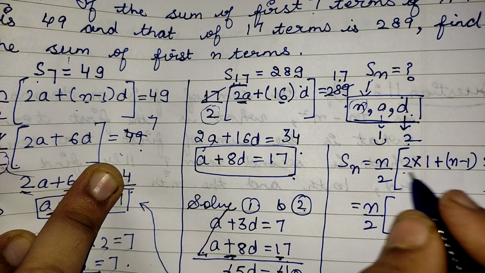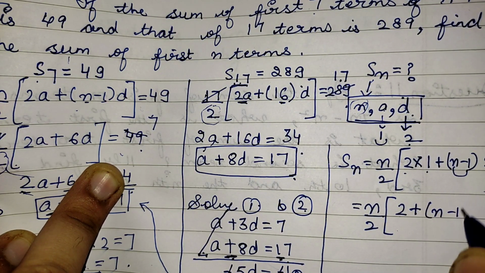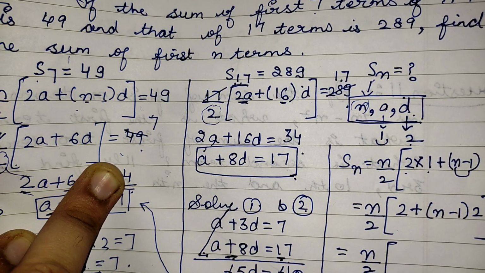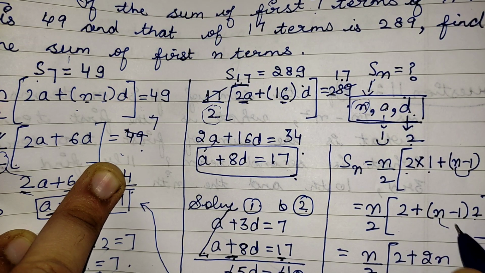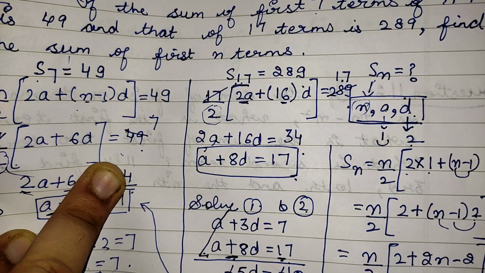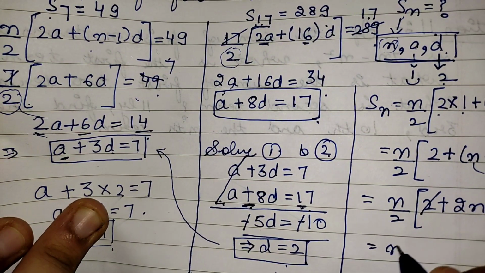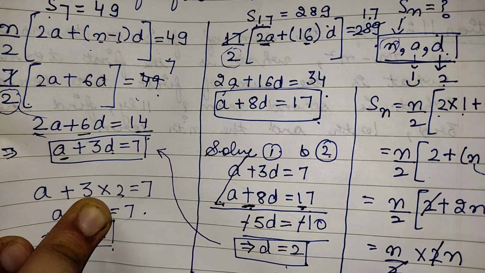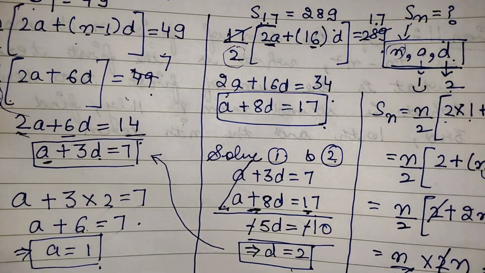N by 2 into 2 times 1, which is 2, plus n minus 1 will remain as it is, into 2. So let's make it simpler. Solving this bracket, you will get 2n minus 2. So 2 and 2 will get cancelled out. I am left with n by 2 into 2n. So 2 and 2 again will get cancelled out. So n into n will become equal to n square.